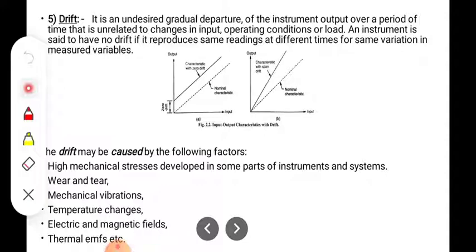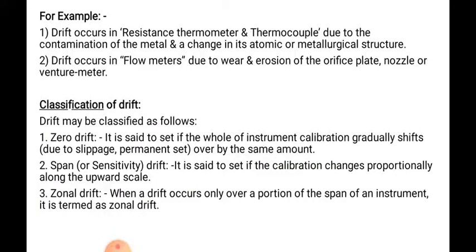Most of the analog instruments you must have also seen that the pointer is shifted away from zero. Meaning, without giving any input to the instrument, with the help of the regulator of that instrument, the pointer of the instrument starts from after the zero mark. So that is nothing but the zero drift. It is said to occur if the whole instrument calibration is gradually shifted by the same amount, due to slippage or permanent set.